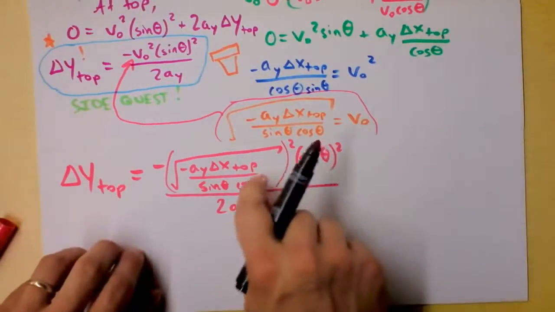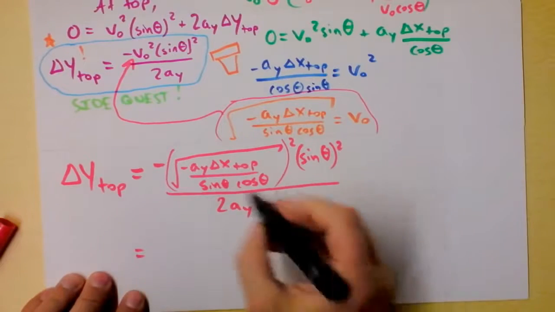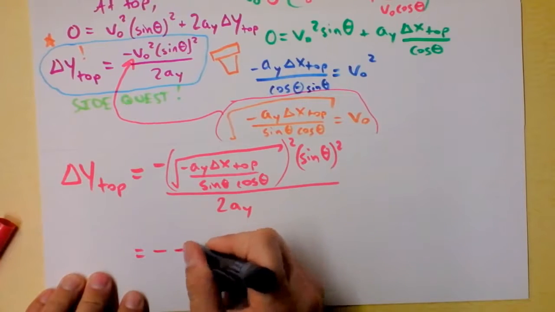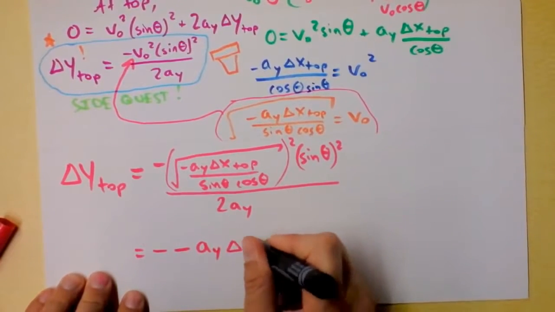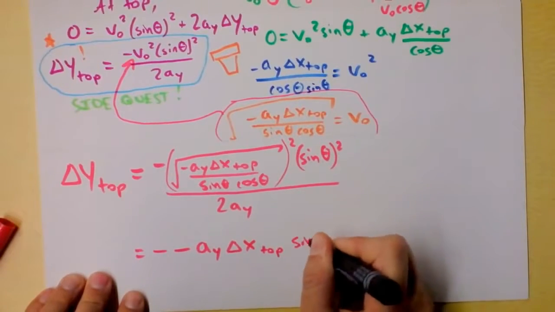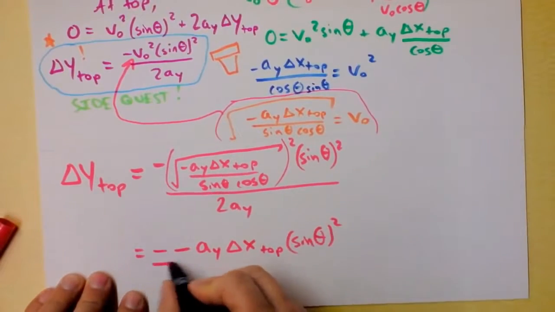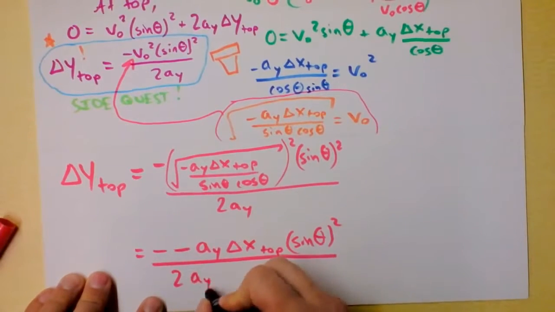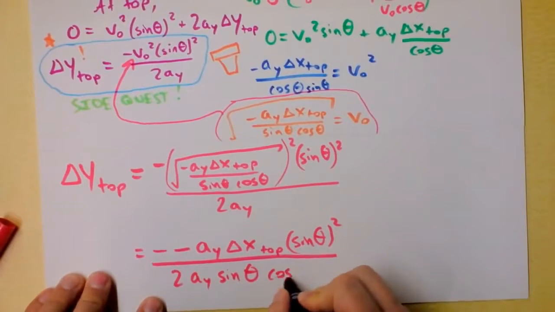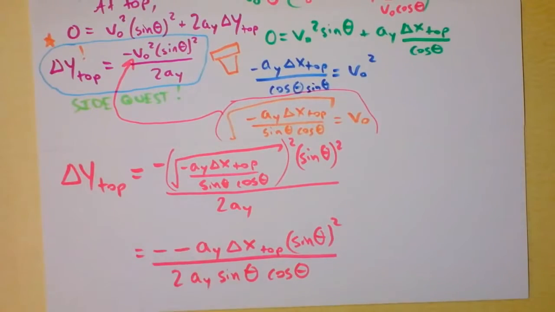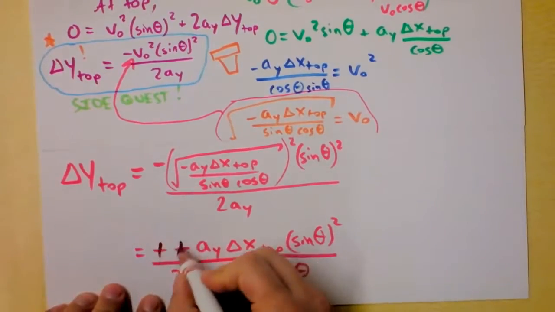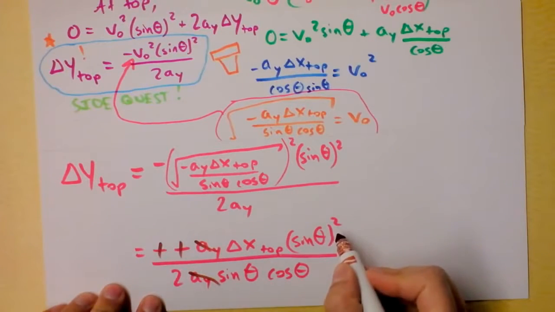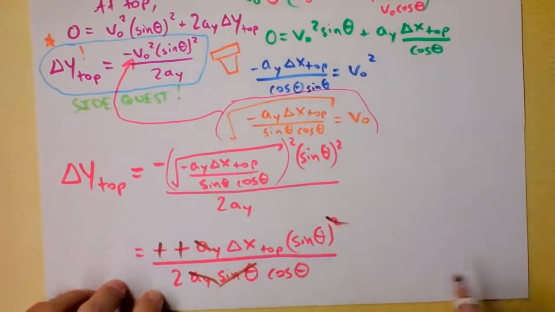Wow, that looks kind of nasty, but luckily I'm squaring a scroot, so it gets a little bit better. And then this stuff is in the denominator, so I'm going to write it down in the denominator in the next line. I get negative ay delta x at the top times sine of theta squared, and then my denominators include 2ay, sine theta and cosine theta. 2ay sine theta cosine theta. Lovely! I mean, yuck! Look, minus times minus is plus. Ay cancels ay. Sine theta's down here. There are two sine thetas multiplied together up there, so I get sine theta canceling that square right there.